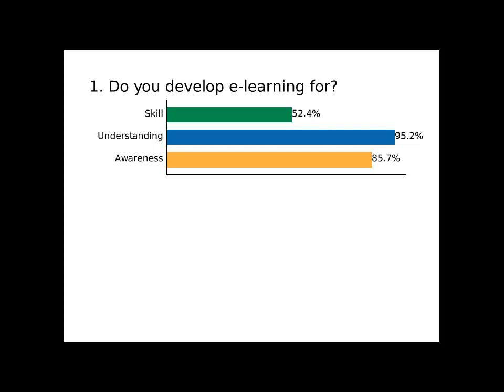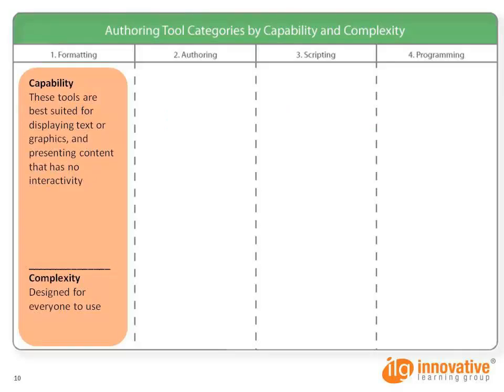Okay, at this time I'm going to begin a new topic, categorizing authoring tools by capability and complexity. You can see across the top of this chart that it divides into 4 levels: formatting, authoring, scripting, and programming. Moving from left to right across the tools, they increase in capability but also complexity. So your simplest, the formatting tools, are best for content presentation. They're simple enough for just about anyone to use. A couple of examples of formatting tools include Microsoft Word and Microsoft PowerPoint.